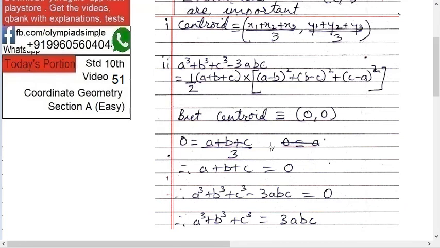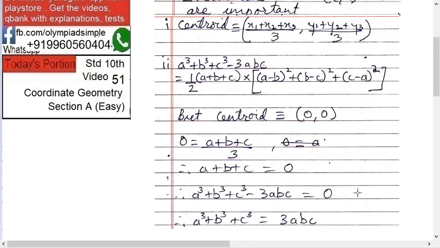Okay. So let's start. Centroid is given as what? 0 0. Okay. Therefore 0 equals to A plus B plus C upon 3. Right. This is for X. Okay. Because X coordinate is 0. Even for Y it will be the same, because the numbers are same only. So A plus B plus C upon 3 equals to 0. Therefore A plus B plus C equals to 0.